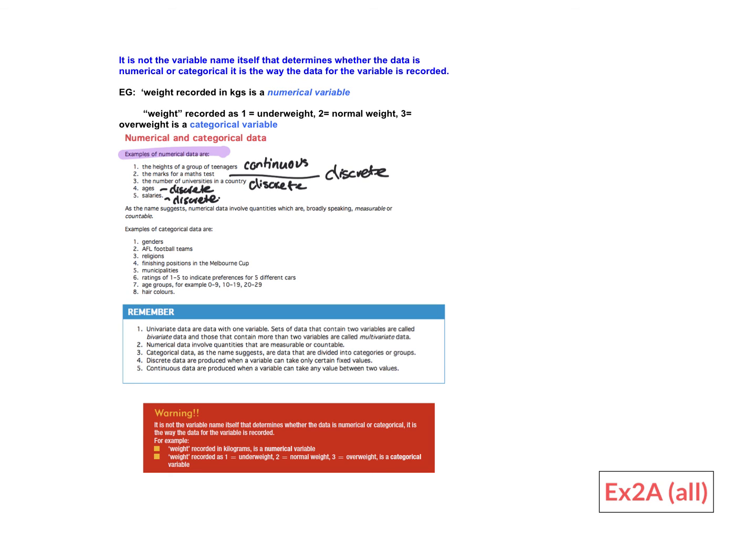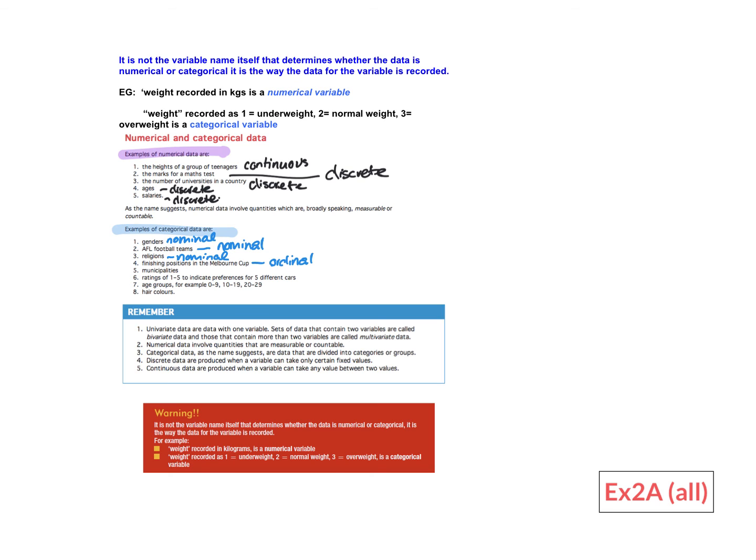Underneath, they've got some categorical data. Let's just go through them. Gender, whether you're male or female, that's categorical, but it's nominal. AFL teams, what team you barrack for, that would be nominal, even though the Lions are the best, but that doesn't matter, it's still nominal. Religion is also nominal. There's no order in it. Finishing positions in the Melbourne Cup, that is ordinal. It's a label, but we know some order.